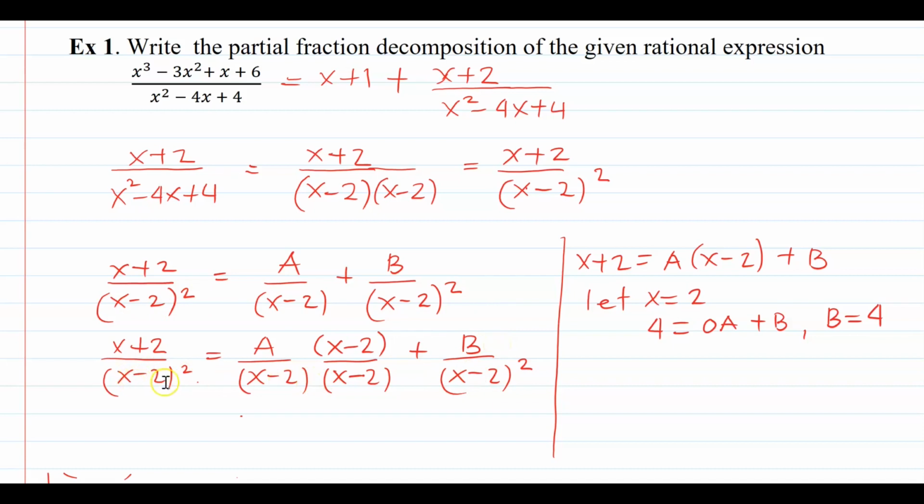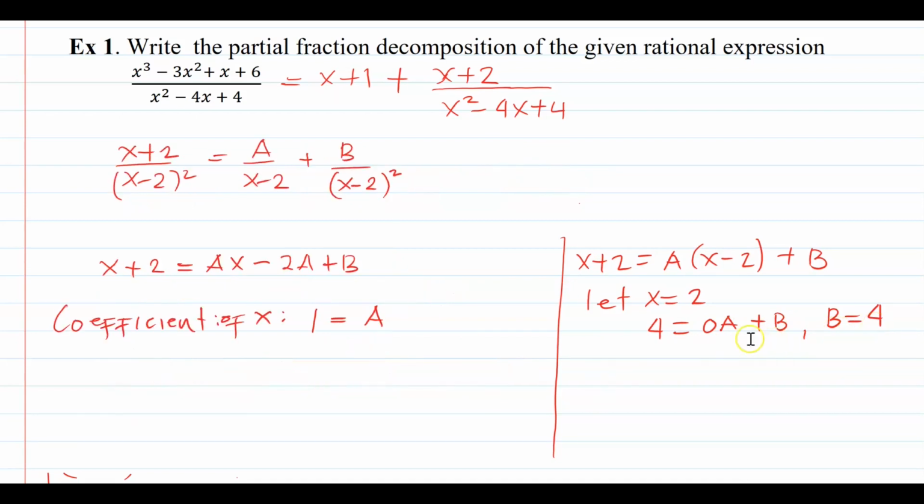Now that we have the same denominator, x minus 2 squared, we can disregard the denominator and just write the numerators. On the left side, it will be x plus 2. On the right side, we have A times x minus 2 plus B. To solve for B, we can let x be equal to 2, because then x minus 2 will be 0, so A times 0 is 0. Replacing x with 2, the left side, x plus 2, gives us 4, equals 0A plus B. So B is equal to 4.